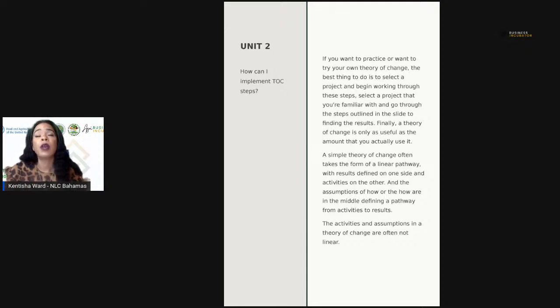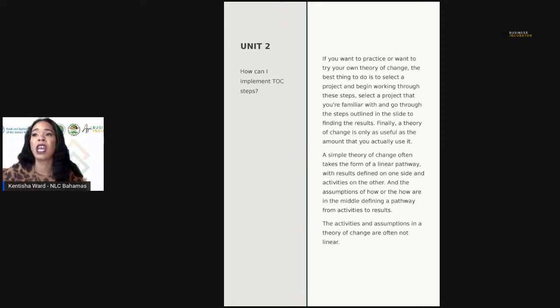Also, how can you implement the theory of change steps? I know for many of us, they may sound like Japanese or Chinese, but if you want to practice or try your own theory of change, the best thing to do is to select a business and begin working through these steps. This may be a business that is not yours, but I recommend that it is yours so you can get the experience. Or select a business that you are familiar with and go through the steps outlined in the slide and start finding results. You can also go online and Google different types of Model C Canvas and theory of change steps so that you can get more familiar with the material.